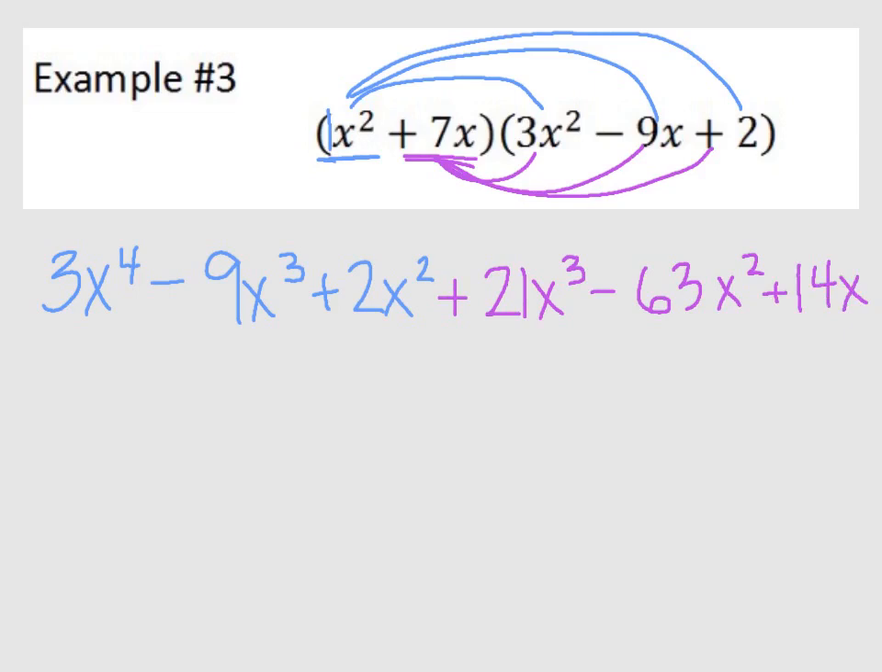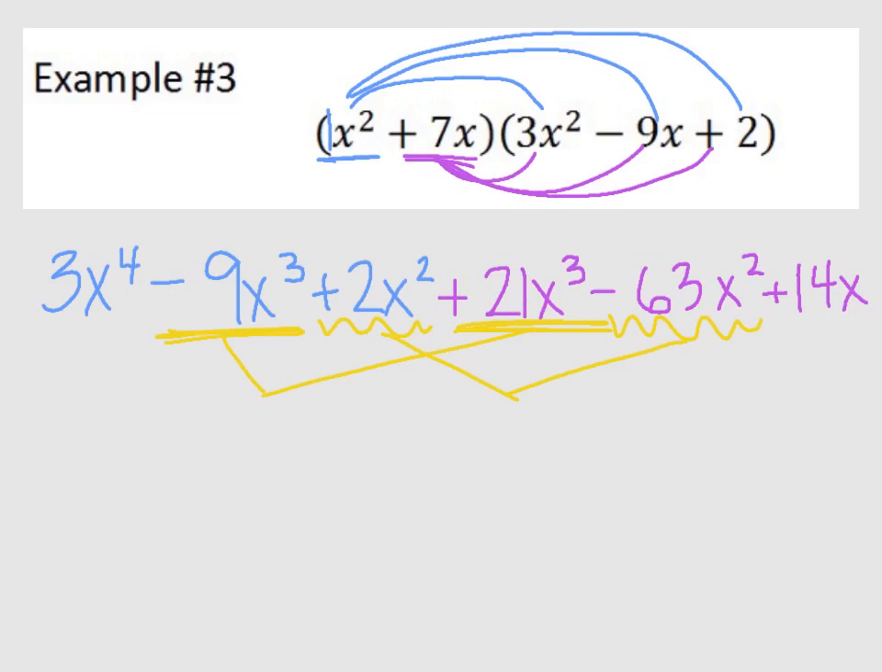Now I'm going to look and see if there are any ways that I can simplify this very big, long polynomial. I got a negative 9x to the power 3 and a 21x to the power 3, so those are like terms that I can put together. I also have a 2x squared and a negative 63x squared, which are also like terms that I can put together. So remember, when I'm just combining like terms, this time my exponents will stay the same. Whenever I'm adding or subtracting, my exponents stay the same.